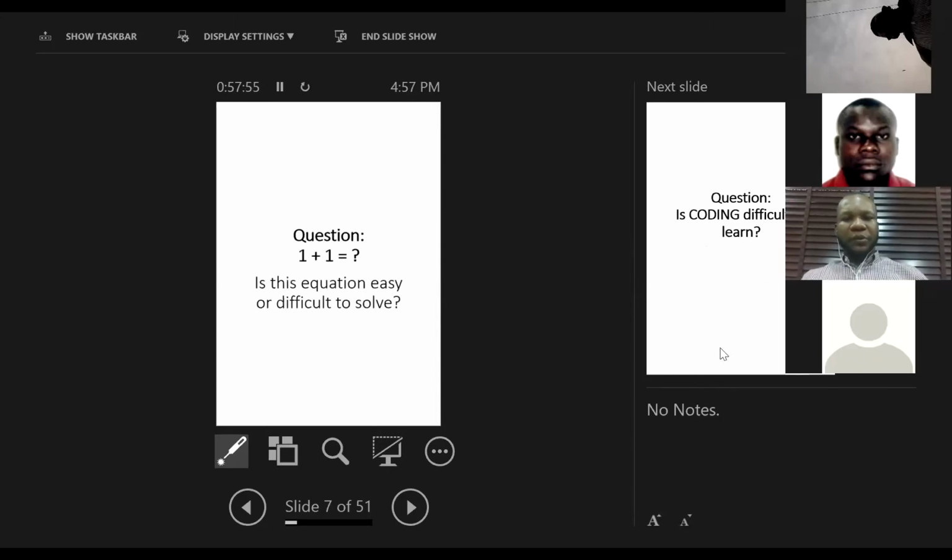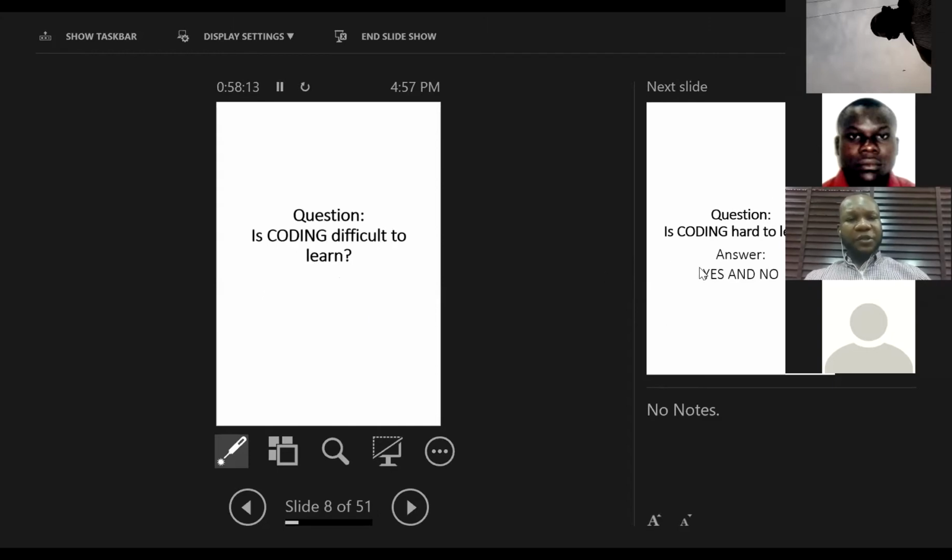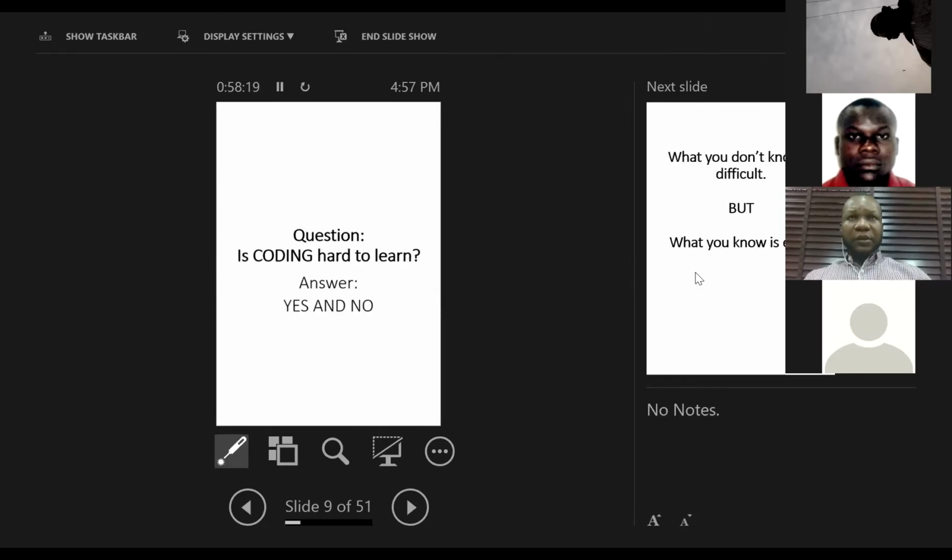Sorry, I need your feedback once in a while, maybe 1, 2, or 3 people, just to be sure you're all following me. I want to believe you agree with me that someone who has not been to school will find this equation difficult to solve. So, judging from this understanding, if I ask you again, is coding difficult to learn or not? The answer will be yes and no, depending on who you're asking.